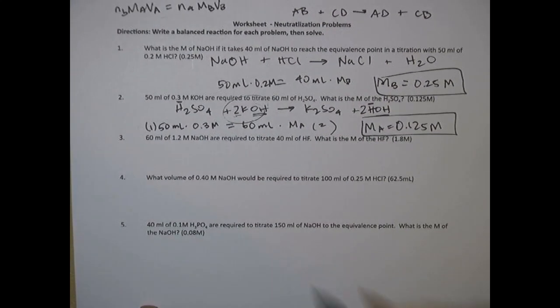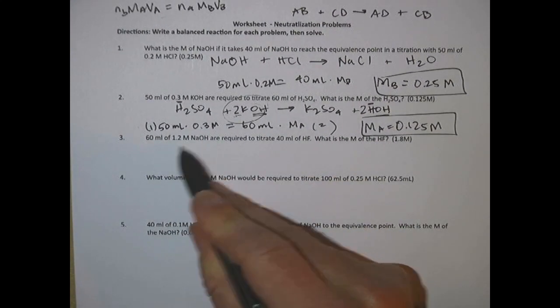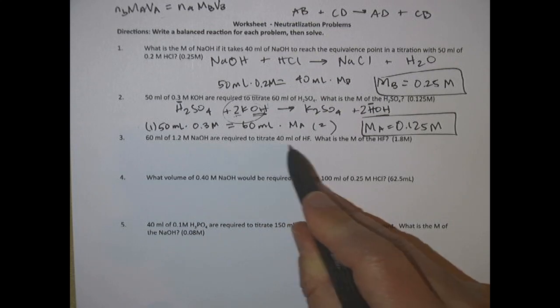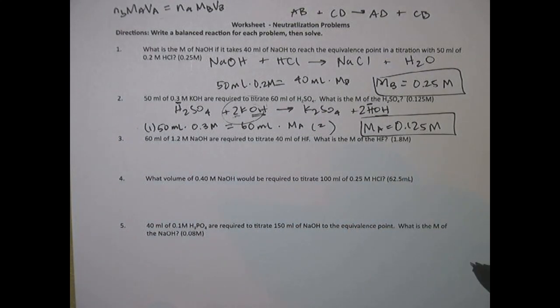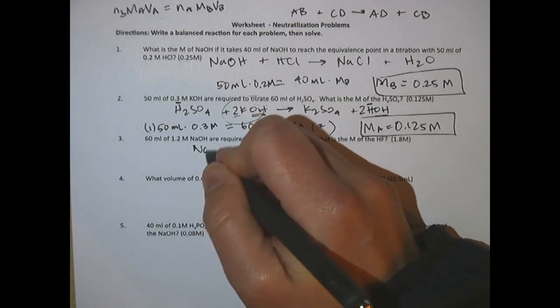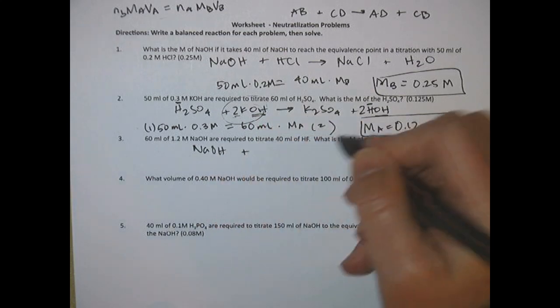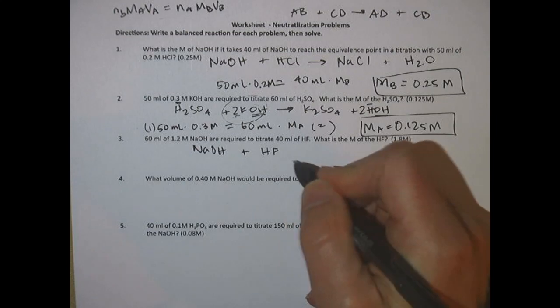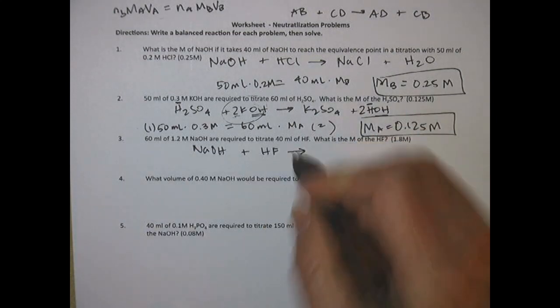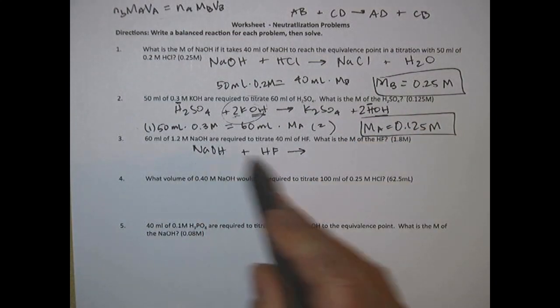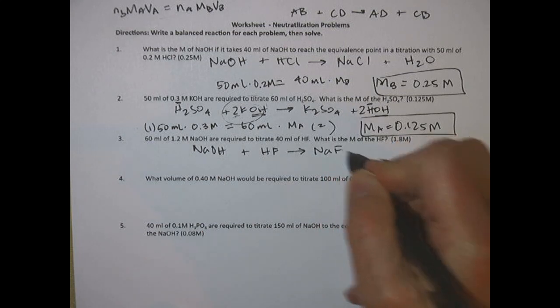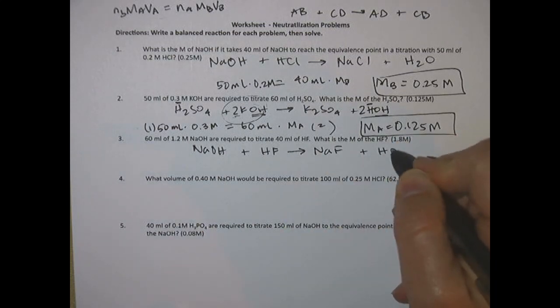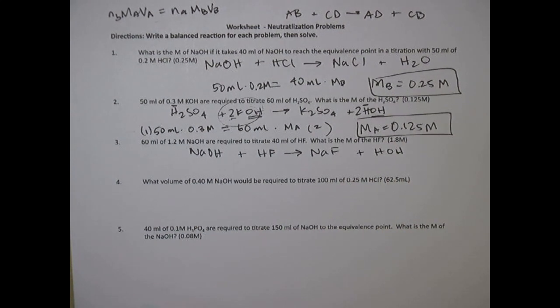Next one, 60 milliliters of 1.2 molar NaOH required to titrate 40 milliliters of HF, what's the molarity of the HF? If you're catching on here, you can see this one as 1 to 1 because there's no 2's here. That makes your life a little bit easier. You don't have to write this out, but you can. Sodium and fluorine go together. Sodium is +1, fluorine's -1. Hydrogen and hydroxide go together. There's your water, +1 and -1.